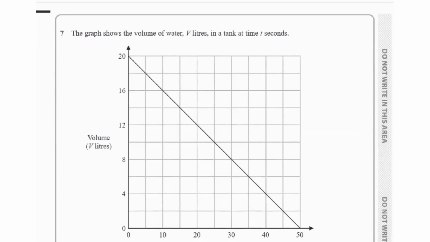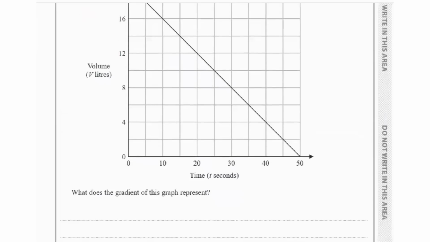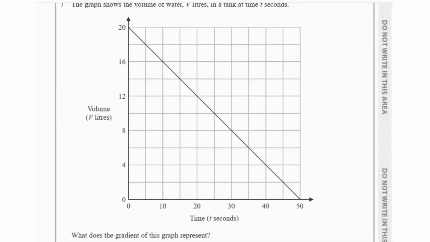Question 7 says the graph shows the volume of water V liters in a tank at time t seconds. What does the gradient of this graph represent? So as you can see, we have the volume on the y-axis and the time on the x-axis. So that clearly shows the rate of change of volume in the tank.